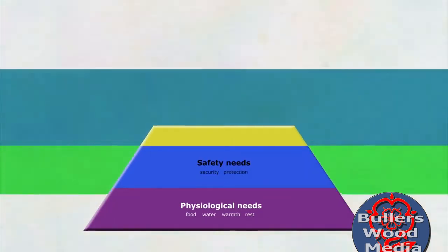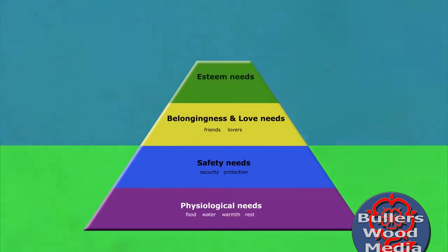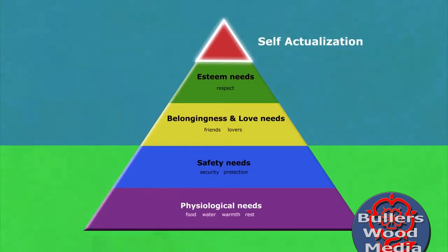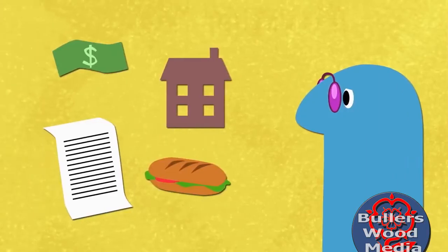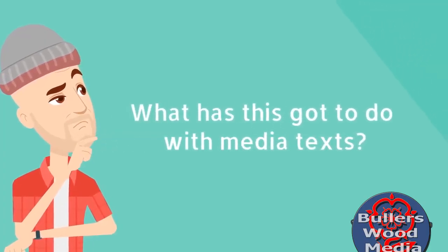Maslow came up with a pyramid where basic needs are at the bottom and at the top is something called self-actualization. This describes a person who has achieved their aspirations and has a high level of self-esteem and self-respect. That said, you do not really have to have self-actualization needs met to survive, like you do basic needs like water and sleep. What's this got to do with media texts?